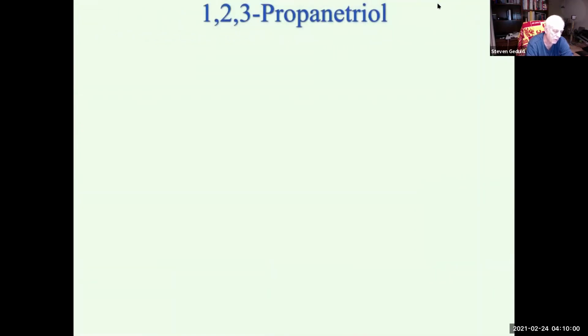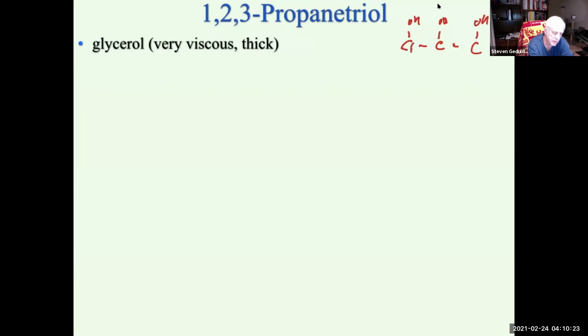1,2,3 propane triol. That's glycerol. That's what you put in your skin, makes it real smooth. So propane triol, propane is 1, 2, 3 carbons. It is a triol. So there's an OH group here, an OH group here, and an OH group here. So CH2, CH, CH2. That's 1,2,3 propane triol. Very thick liquid, has a sweet taste also. This one is non-toxic.